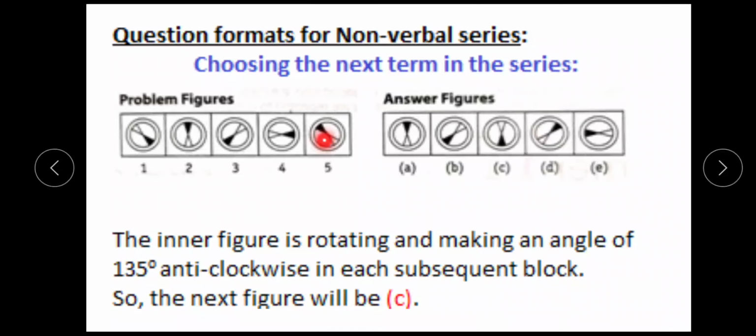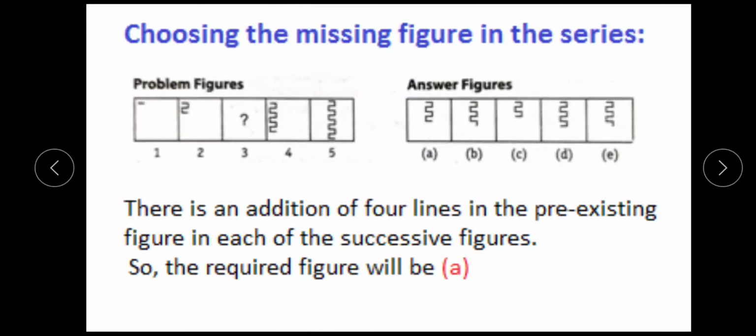It means the next term will also rotate in the anti-clockwise direction at an angle of 135 degrees. If it rotates by 135 degrees, this dark portion will be at the end, and this looks like option C. It means C is the correct option.